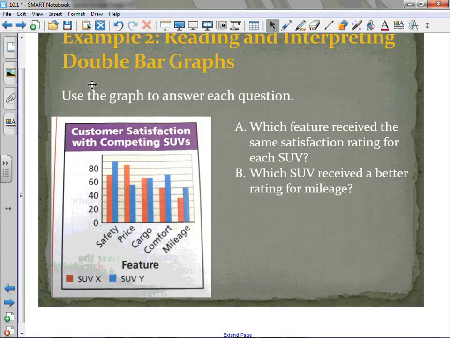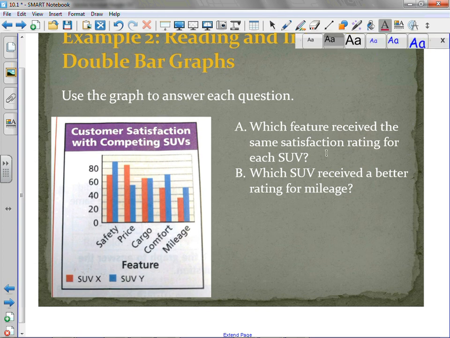Next, you might have a double bar graph. It's essentially the same thing, except you're comparing 2 different types. So it's safety, price, cargo, comfort, and mileage with competing SUVs. The red here represents the SUV X, and blue represents SUV Y. So you're comparing the 2 while comparing it to these numbers in different categories. So the first question here is, which feature received the same satisfaction rating for each SUV? If it's the same, you would expect both bars to be equal to each other. In this case, cargo, you can see the bars are equal to each other, so the answer must be cargo.